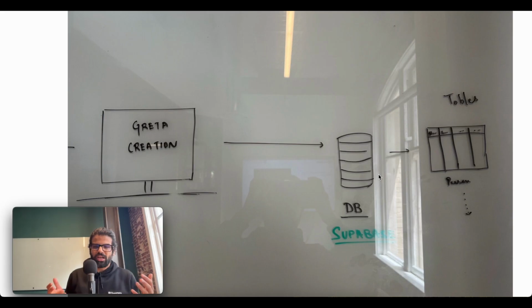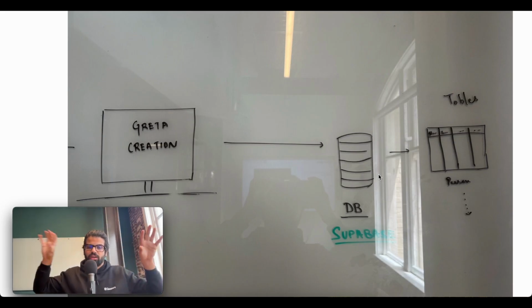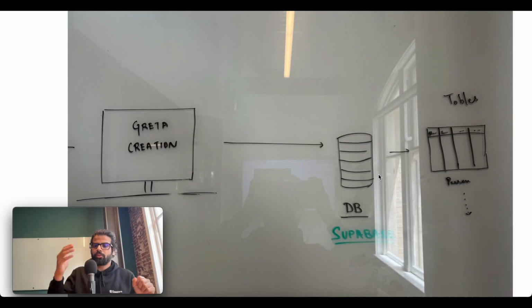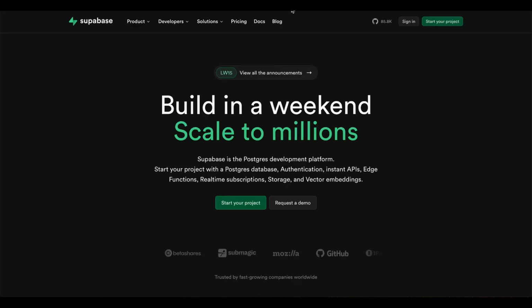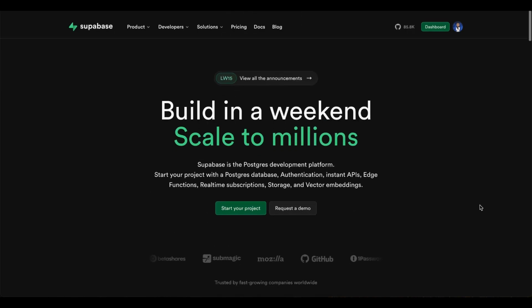You don't have to understand so deeply into these tables and stuff like that, because Greta takes care of table creation and connection between the front end and the back end. But you need to understand that if your app needs a database, if it needs to store data, it needs Supabase, which is basically, if you go to supabase.com here, this is open source as well, and they also have a good free tier which you can use.